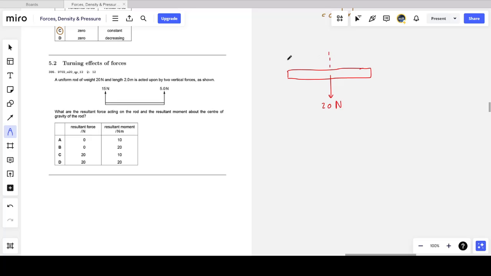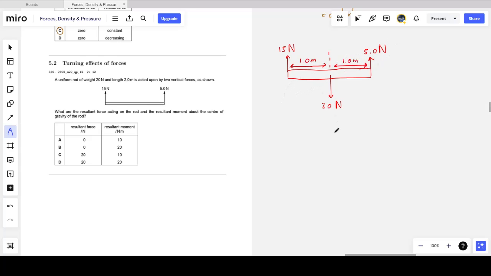And on either end of this rod, I have an upward force. On the left-hand side, it's 15 newtons. On the right-hand side, it's 5 newtons. And the rod is 2 meters in length. So the distance from the point of contact, or the point of application of the force, to the central point is a meter for each of these forces, because the total length of the rod is 2 meters.